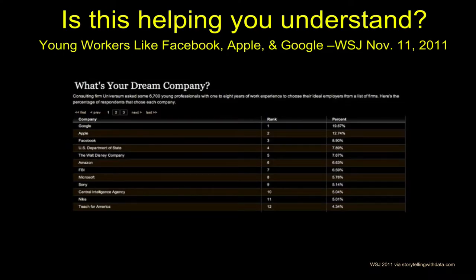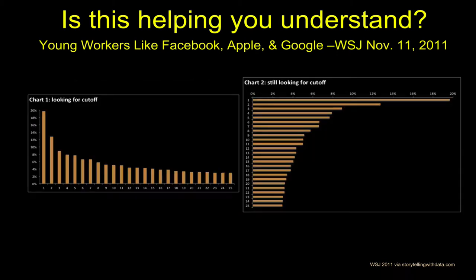Okay? How about this? So this statement, young workers like Facebook, Apple, and Google, was the title of this article. And then there's a figure in here, this table, that argues that young people would really love to work for Facebook, Apple, and Google. Is this helpful? Everybody's catatonic? No. How about this?